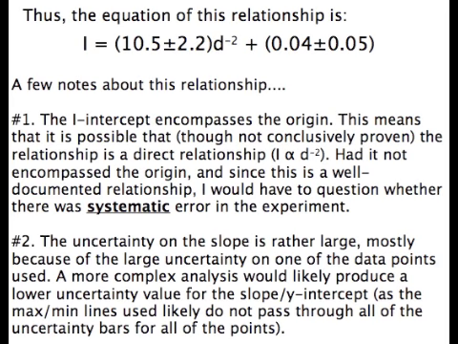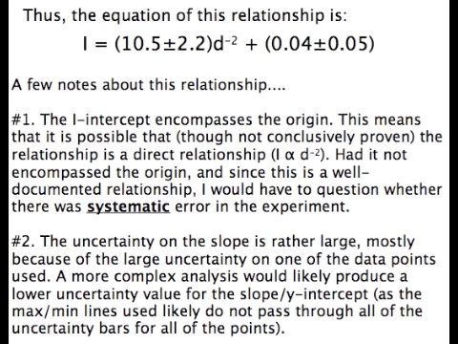I have a few notes about this relationship that could be helpful when you're writing up your lab reports and making conclusions. The I-intercept, the b value, 0.04 plus or minus 0.05, includes the possibility of it being a 0. Which means that it's possible that the intensity is proportional to d to the -2. If it didn't include the origin, then we might have considered a different type of relationship, or possibly there could be some kind of systematic error in the experiment.